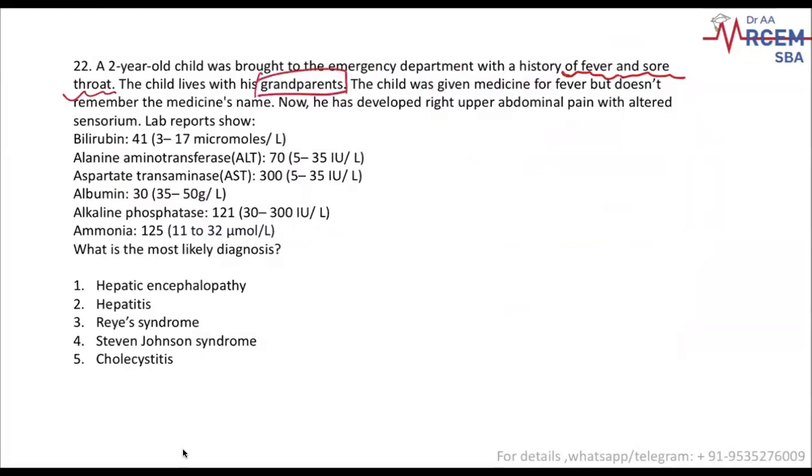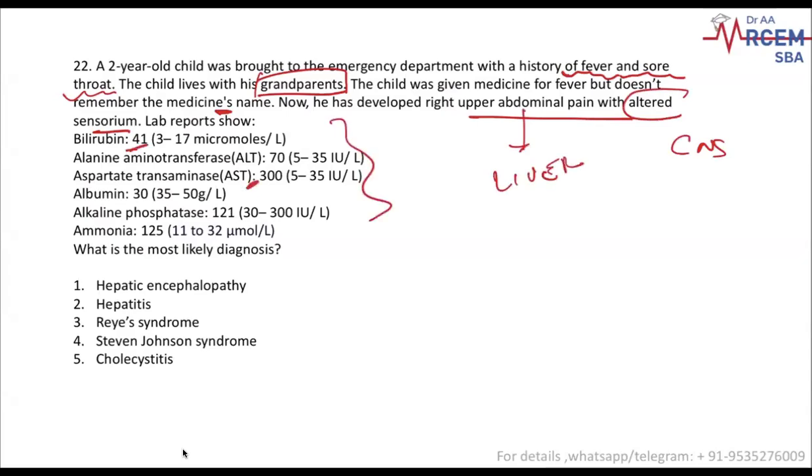That is one of the keys to understand here. The child was given medicine for the fever but doesn't remember the medicine name. Now he has developed upper abdominal pain with altered sensorium. Altered sensorium is suggestive of CNS involvement. Upper abdominal pain, we are thinking liver involvement is there. Along with it, if you see, the bilirubin levels are on the higher side, AST levels are on the higher side, ammonias are also on the higher side.